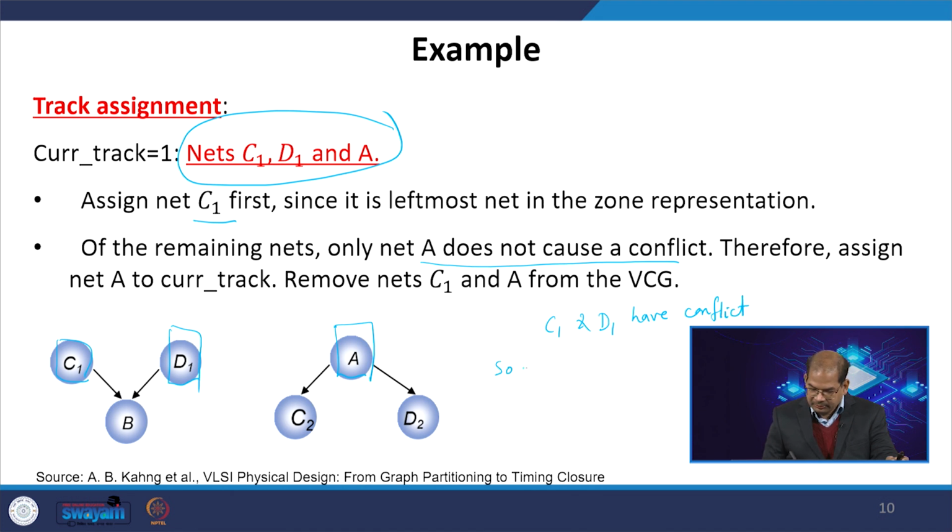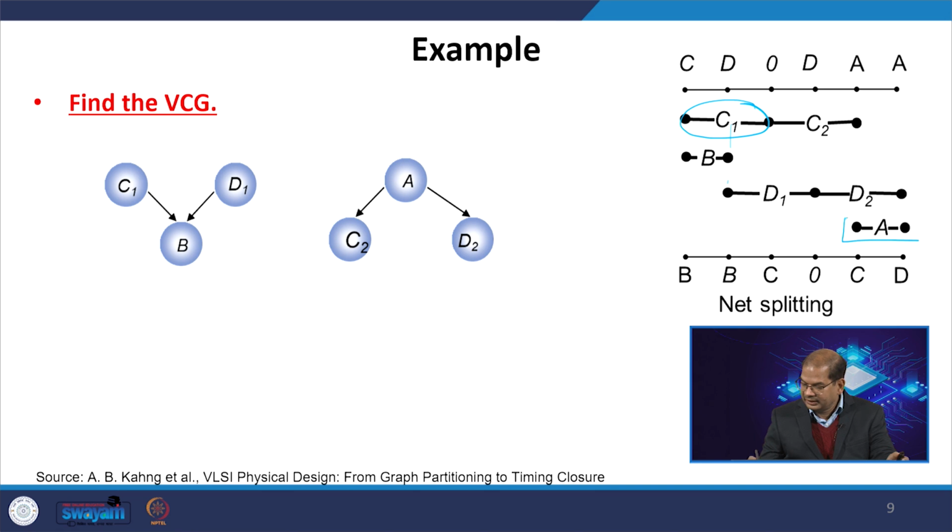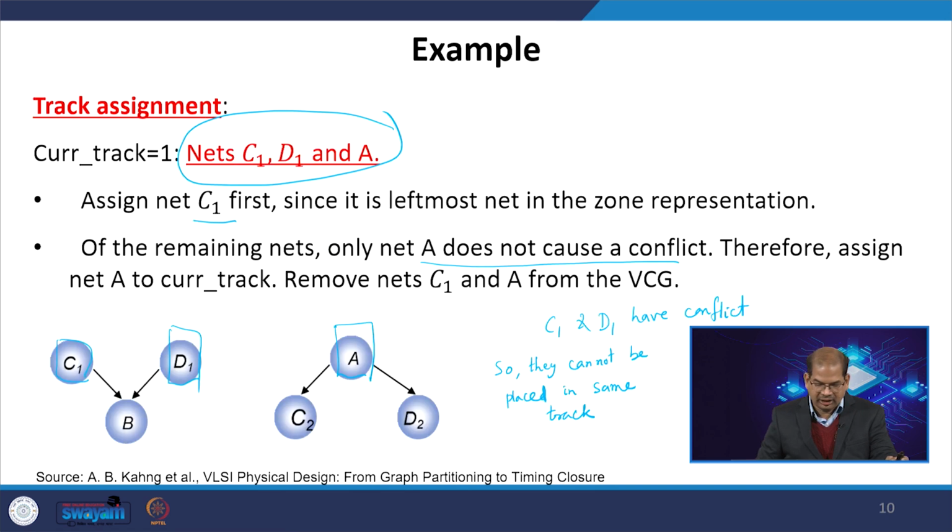So, it cannot be placed in the same track. Now, what will we do? Then there is a net A, which has no conflict with C1. So, C1 and A can be placed in track 1. C1 and A are routed in track 1.